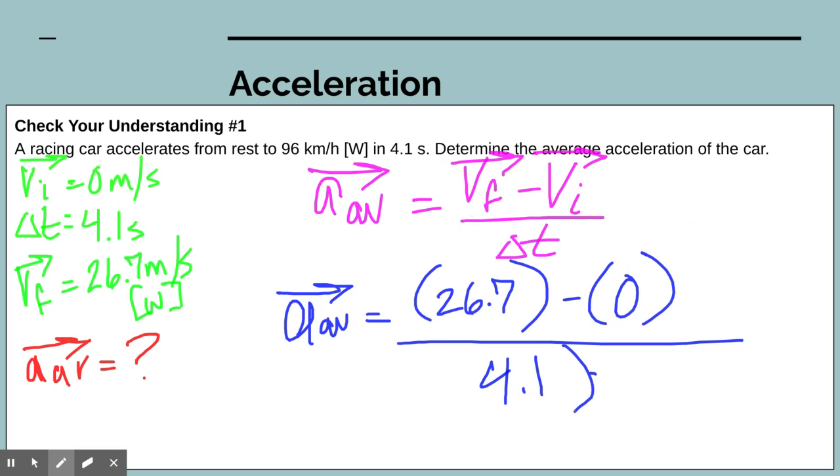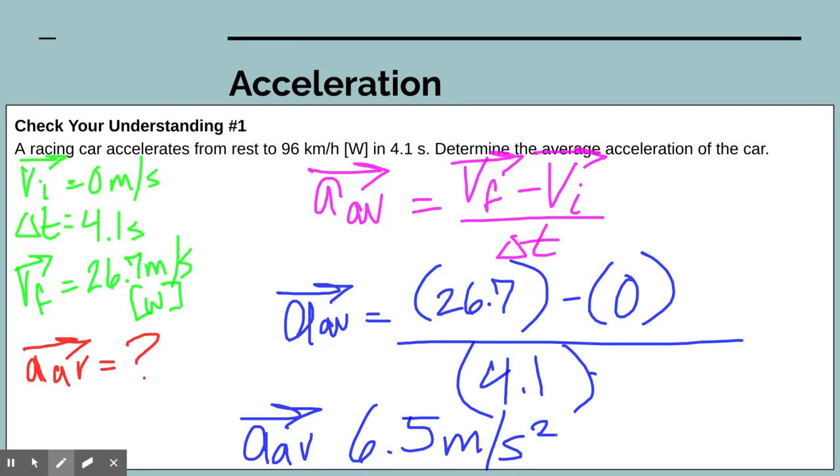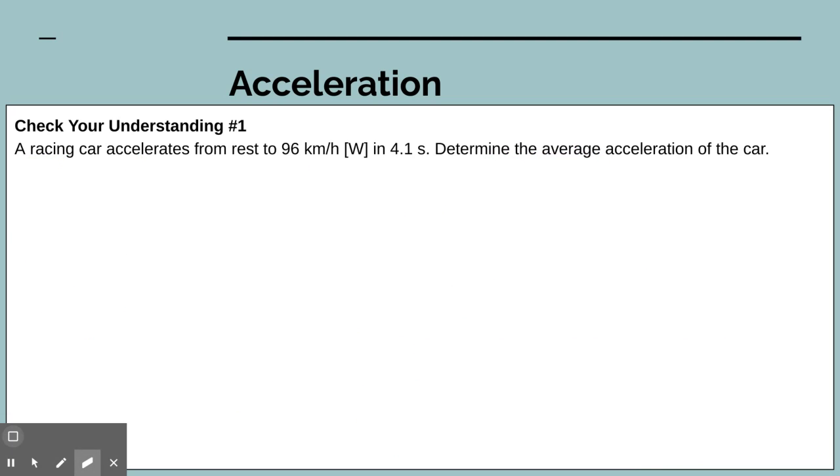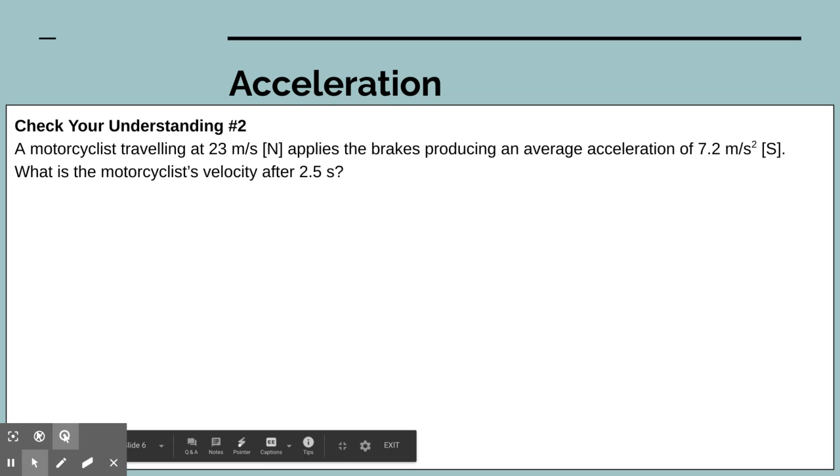Okay. Plop that into our calculator. And what we should get is 6.5 meters per second squared to the west. And boom, we've got our answers for check your understanding number 1. So that's how I find those two. All right, so let's now move on to check your understanding number 2.